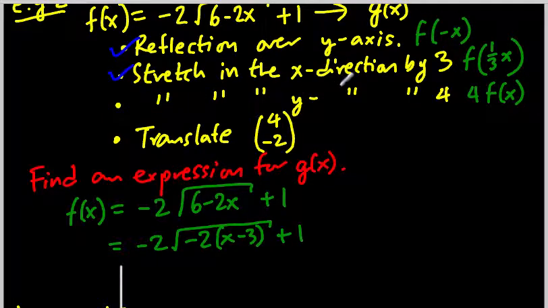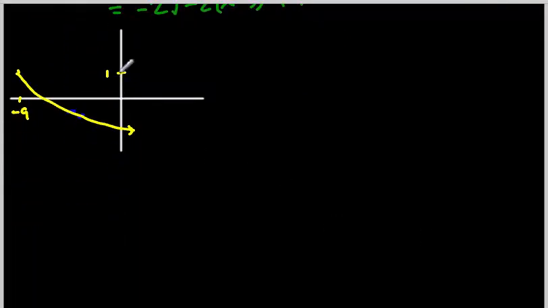Now, we want to stretch in the y direction by a factor of 4. So that means all the y's will now get multiplied by a factor of 4. So this 1 gets multiplied to 4. So this will become 4 over here, and this point will simply go up there. So we're just going to multiply everything by 4. So it's going to end up looking like that.